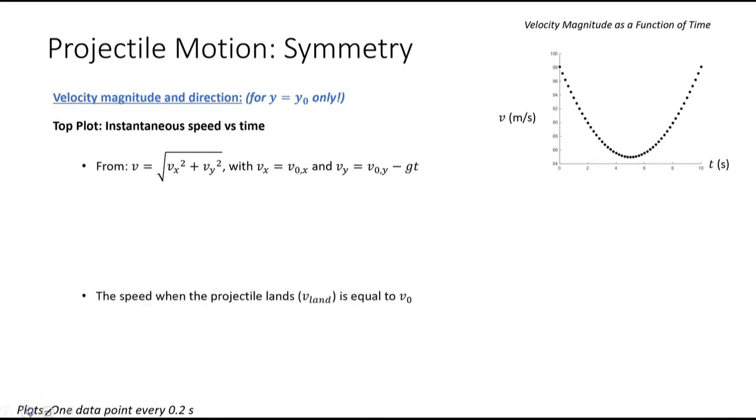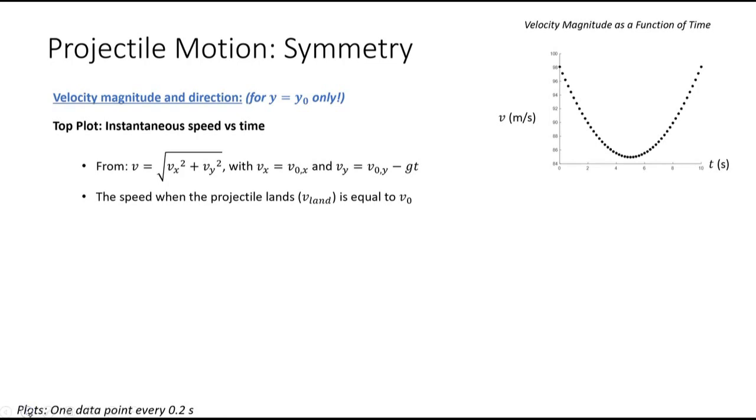Okay, so then looking at this plot, we can see that the speed when the projectile lands is equal to the launch speed. So let's go ahead and identify the time when the projectile is launched is time t equals 0. The time when it lands is our time, capital T here. So that's our time of flight, which we said was 10 seconds for this example.